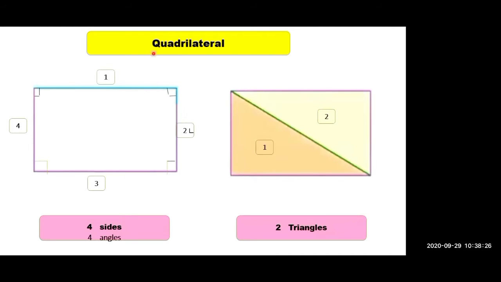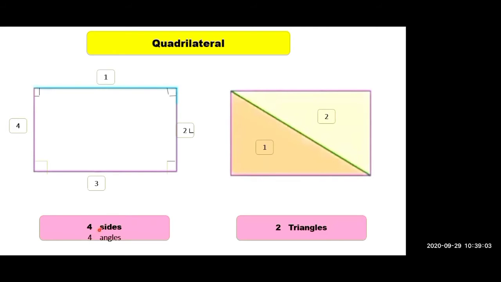Now, four-sided polygon is quadrilateral. Okay, how many sides are there in quadrilateral? 1, 2, 3 and 4 sides. Okay, 4 sides in quadrilateral. And how many angles are there in quadrilateral? 1, 2, 3, 4. Yes, जितने sides उतने angles. 4 sides, 4 angles. Yes.